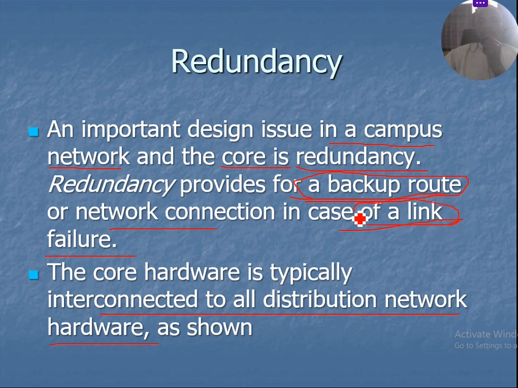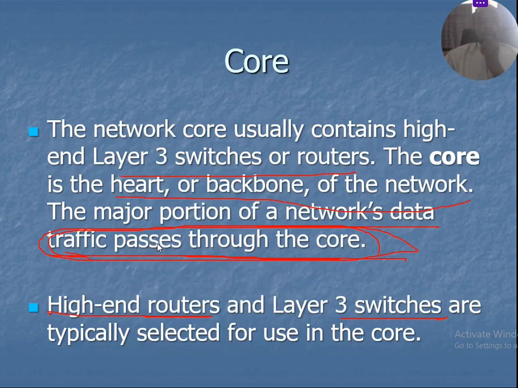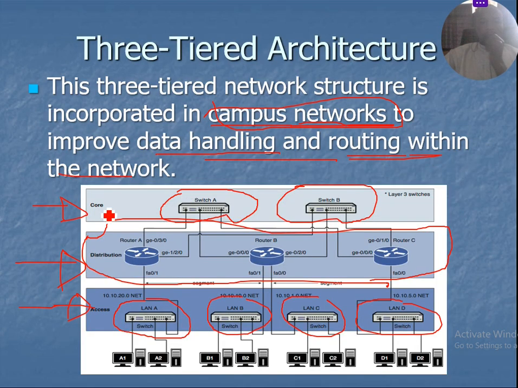Remember, redundancy is to have a link that is inactive at the moment but can find its use when there is a failure in the busy route. This is a design concept that we put into consideration when we're designing the core segmentation of the 3-tier architecture of an entire network. Now the core hardware is typically interconnected with all the distribution network hardware. Look at it, the core segments are connected with the distribution area.